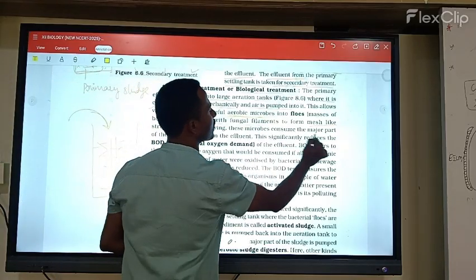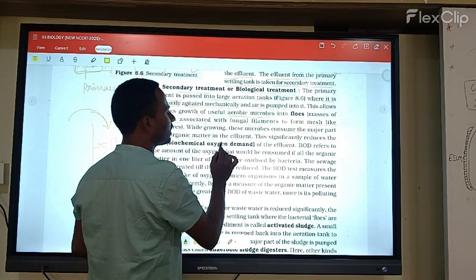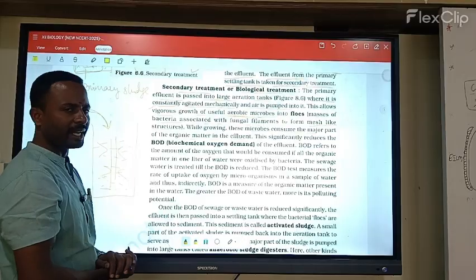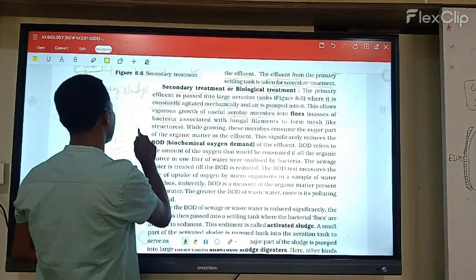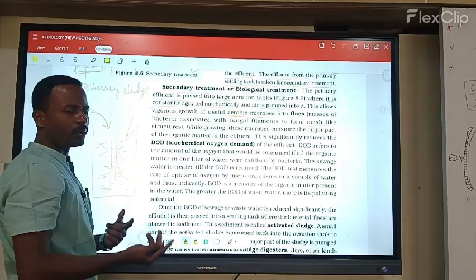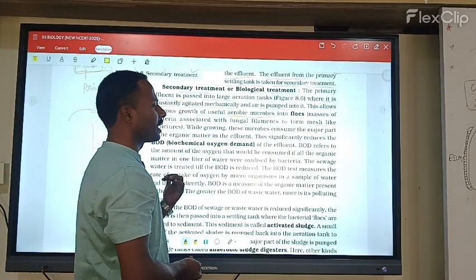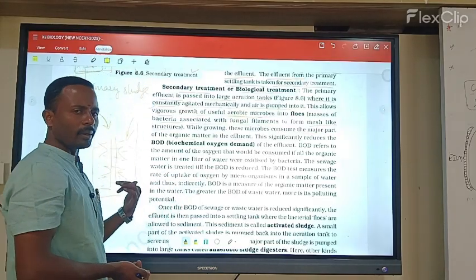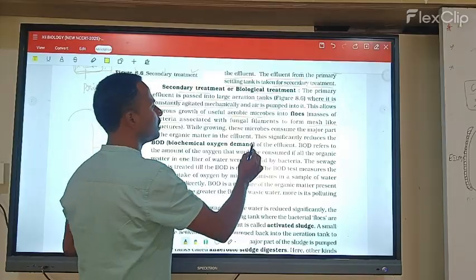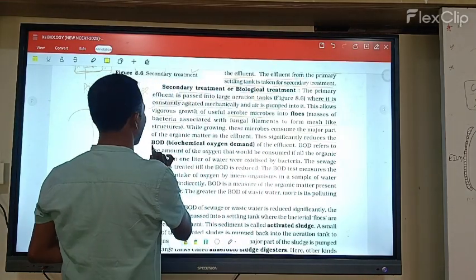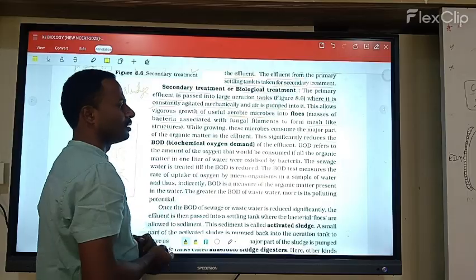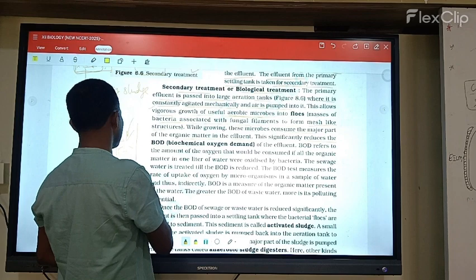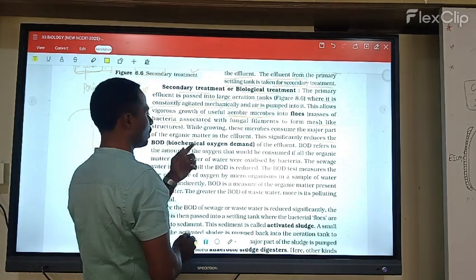While growing, microbes constitute the major part of this organic matter in the effluent. Aerobic bacteria are present here, and they consume the organic matter and reduce the BOD, the biological oxygen demand, of the effluent.